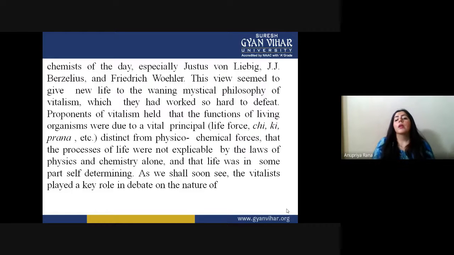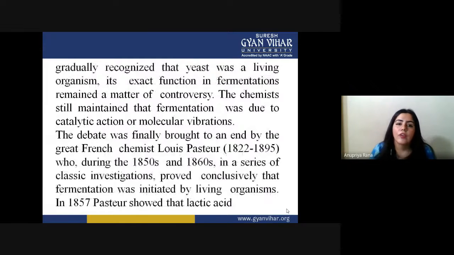So basically, the actual reason behind the living organism should be vitality. And this discovery was made by several critics of that particular era. So, as time went on, people gradually recognized that yeast was a living organism. Its exact function in fermentation remained a matter of controversy.